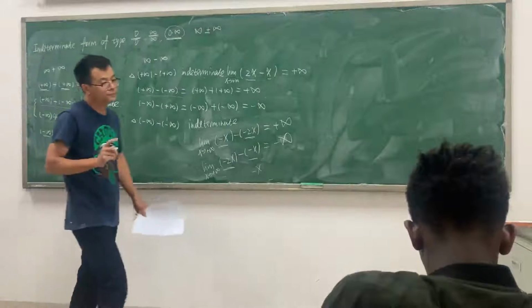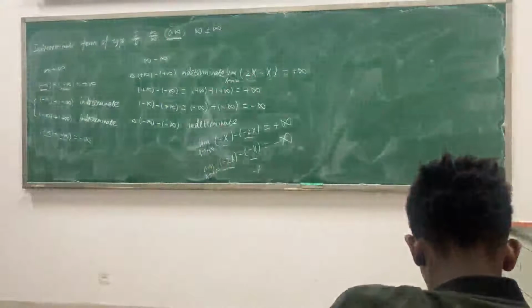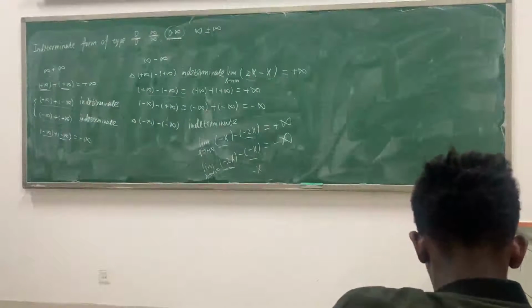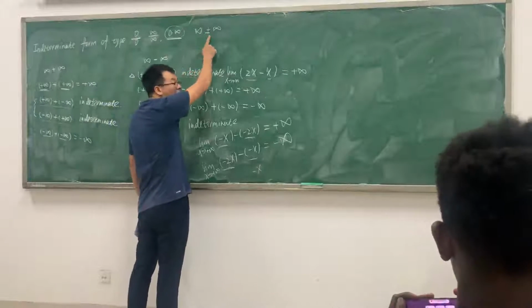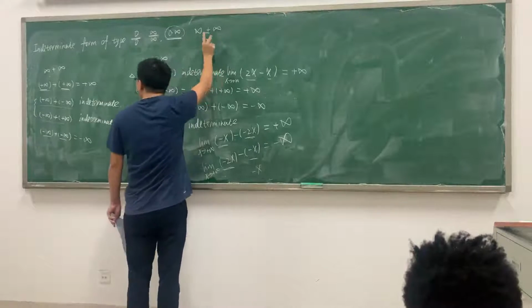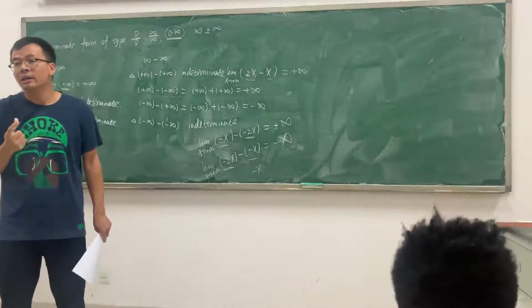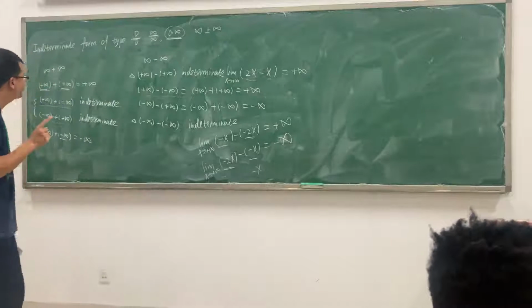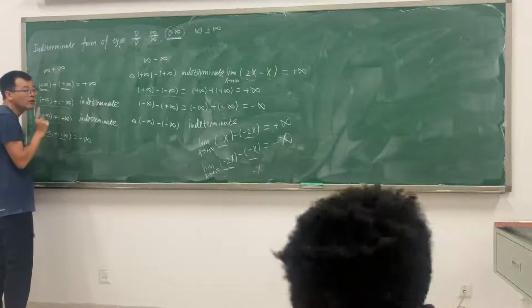So here, now we just say for this case: plus infinity plus or minus plus infinity plus or minus infinity. For this one, we have 8 cases. In these 8 cases, we have four indeterminate forms.